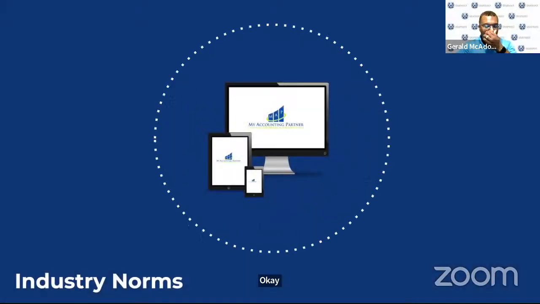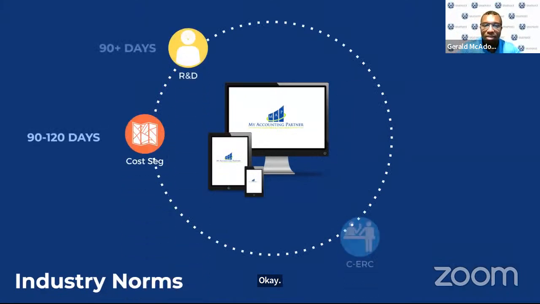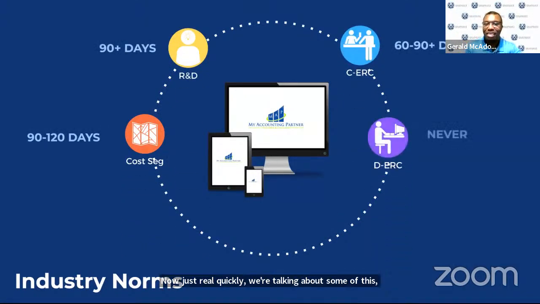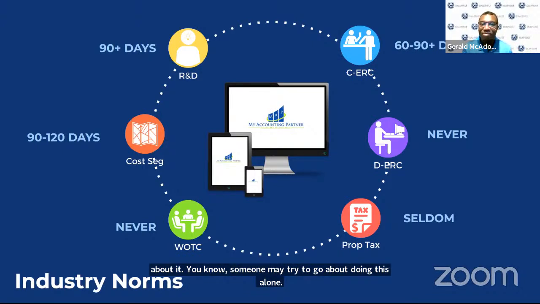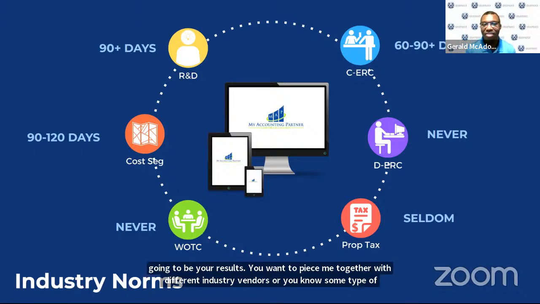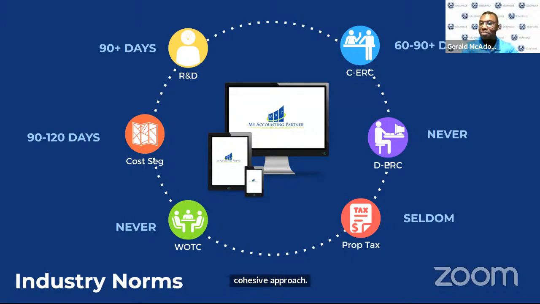Now, just real quickly, we're talking about some of this. How do you accomplish this? I'm sharing how you might go about it. Someone may try to go about doing this alone. These are going to be your results. If you want to piecemeal it together with different industry vendors for some type of cohesive approach, these are your results. Should you be relying on your CPA or, God forbid, take a call from one of those ERC marketing firms calling you 10 times a day, these are your results. It's going to take a while, and this will require you managing it.